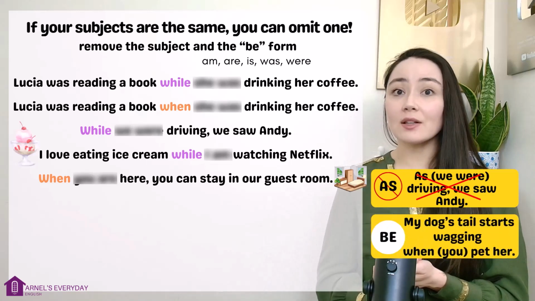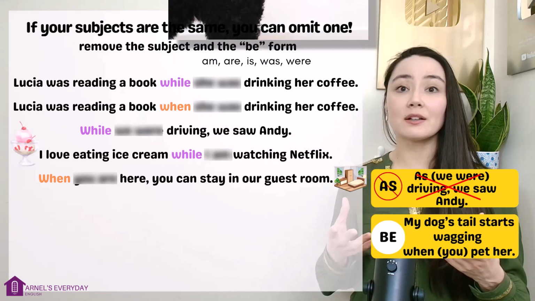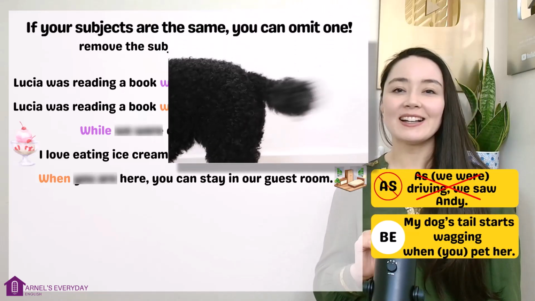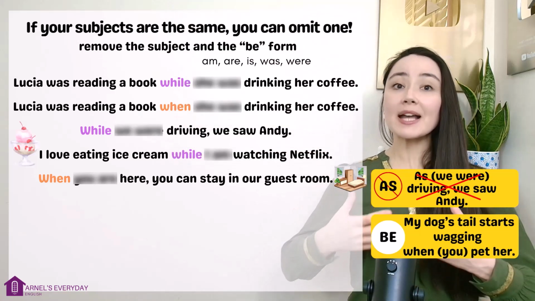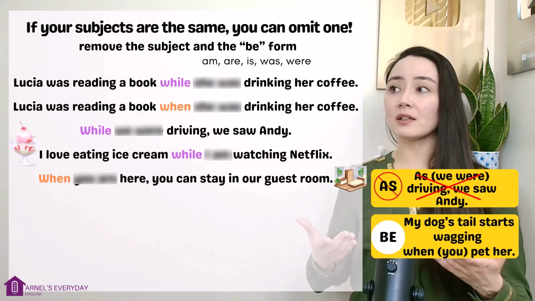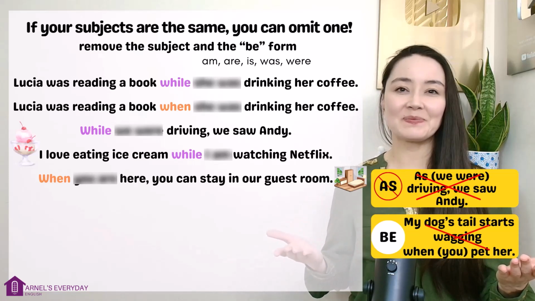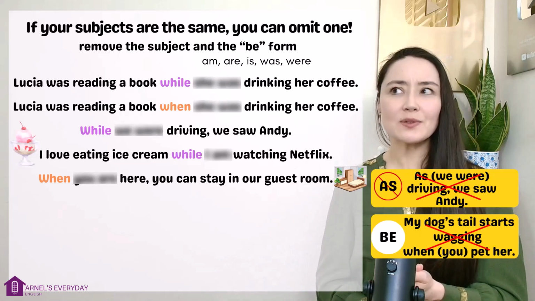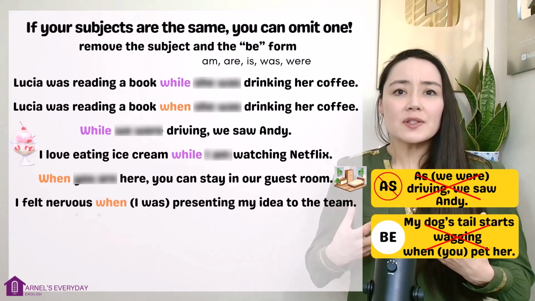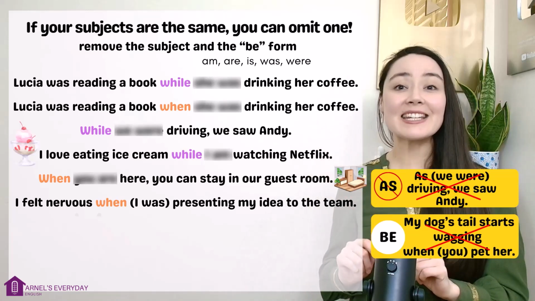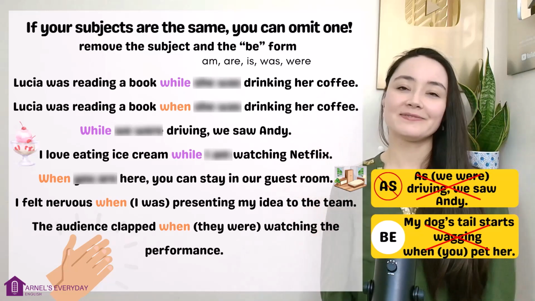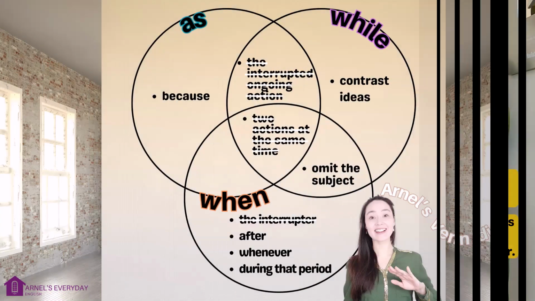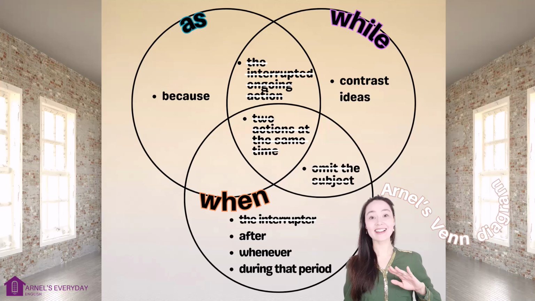My dog's tail starts wagging when you pet her. And this is wagging, like a dog's tail, or you can wag your finger. My dog's tail starts wagging when pet her? No. Let's do 2 more examples just to finish this part. I felt nervous when presenting my idea to the team. The audience clapped when watching the performance. Yahoo! Another part done. So many choices left.